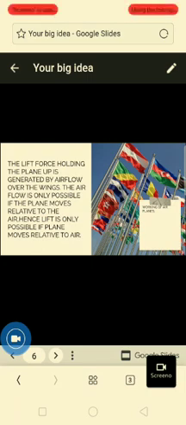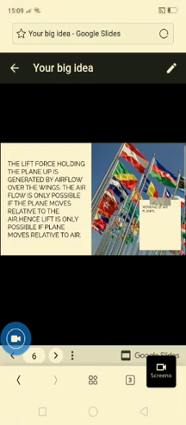So the lift force holding the plane up is generated by airflow over the wings. This is the point to be noted. The airflow is only possible if the plane moves relative to the air. Okay.